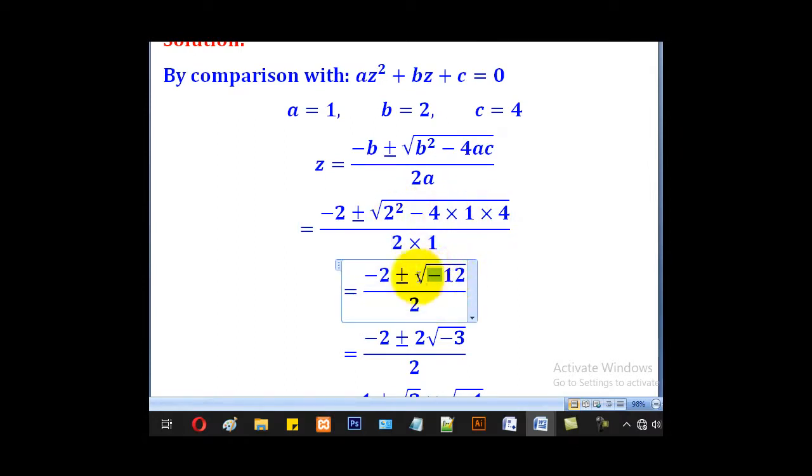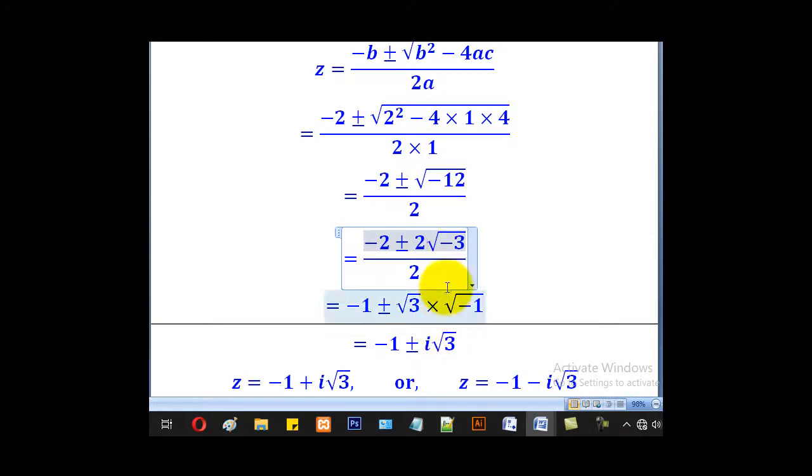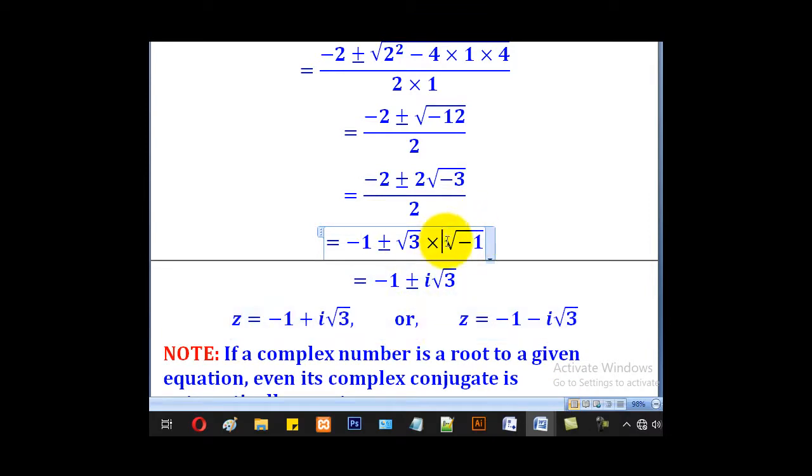Now negative 12 is the same as 4 times negative 3. So the square root of 4 can come out to become 2 root negative 3. And now these 2 and these 2 are common, so you can factorize them out, and they can be divided by 2 to get 1. So in the end, we shall get negative 1 plus or minus root 3 times root negative 1. And we know that root negative 1 is equal to i, so we shall come up with negative 1 plus or minus i root 3.